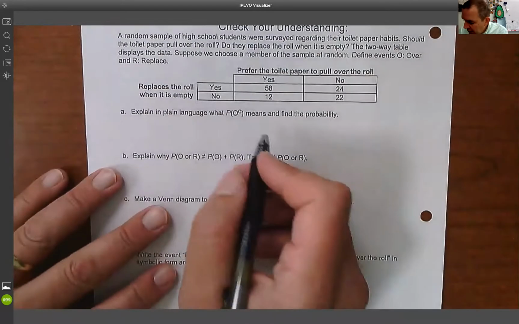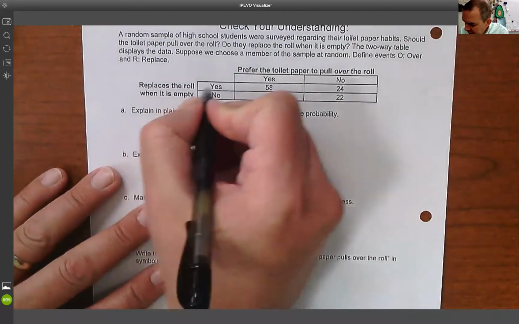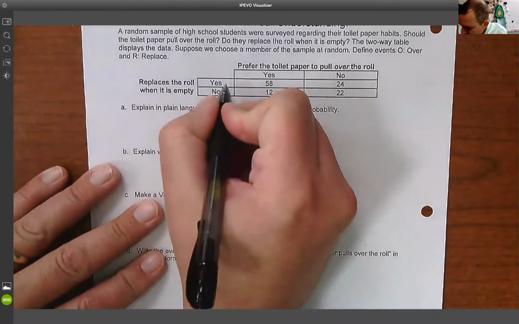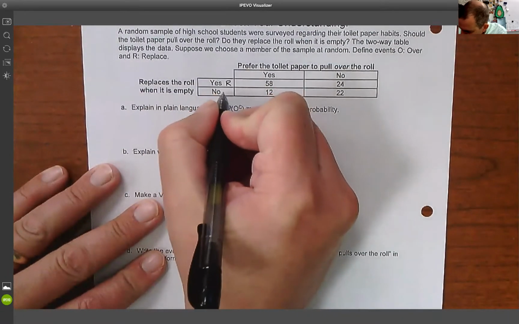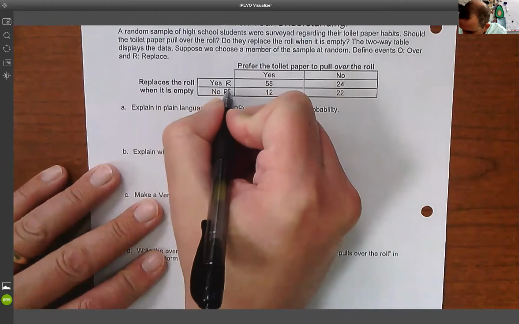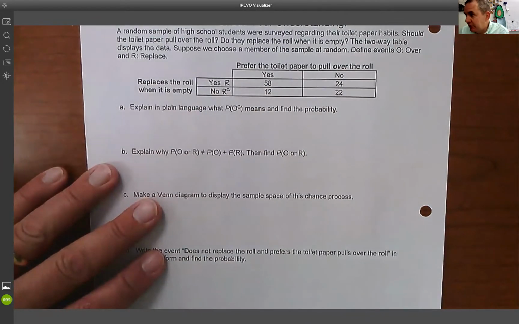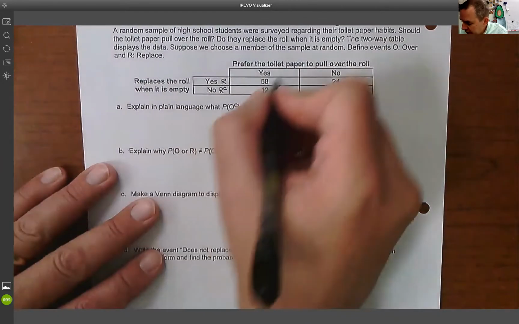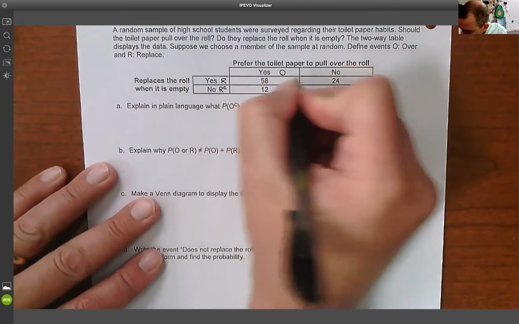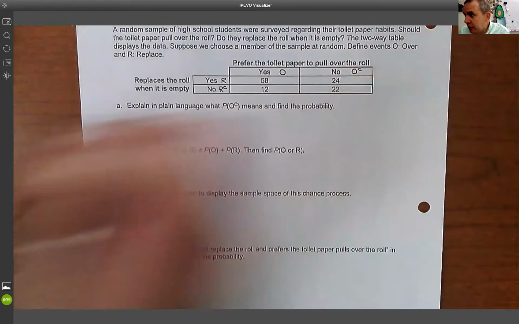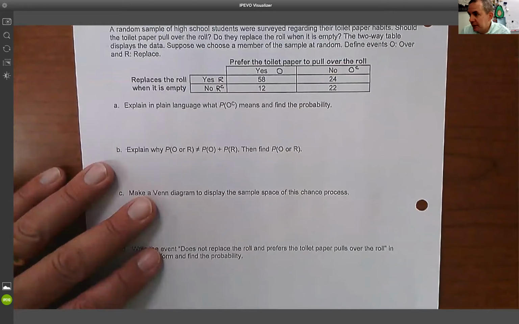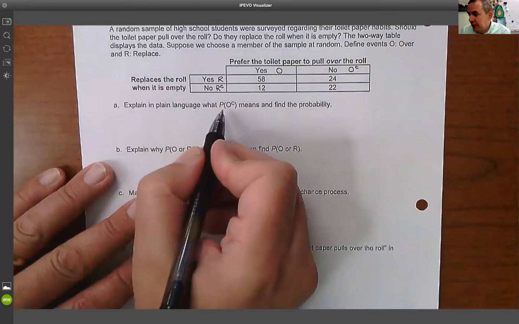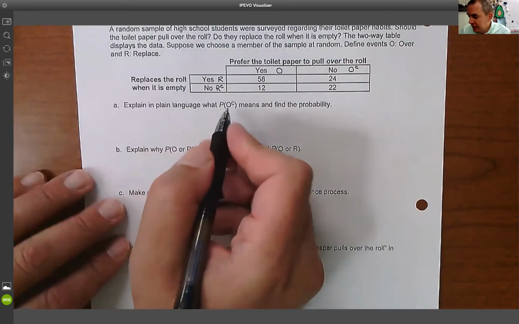So on this one, this would be in terms of replaces a roll. This is my R, and no would be R complement. So it's saying not replace. This is preferring the toilet paper roll over. This is O complement. So if we want to think about that, explain in plain language what P of O complement means and find the probability.